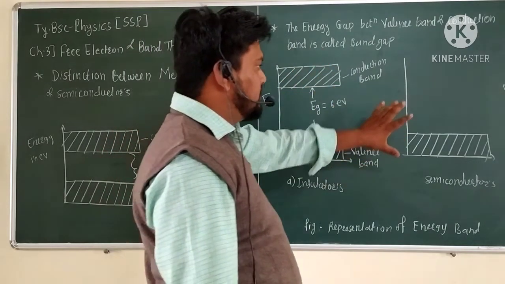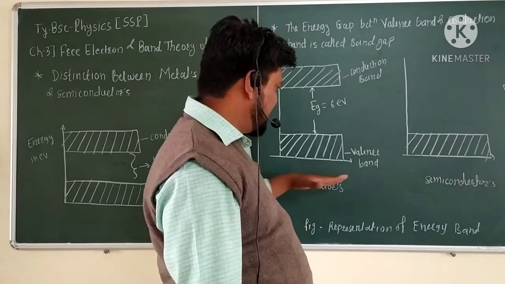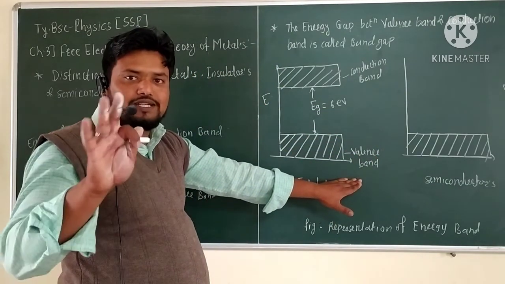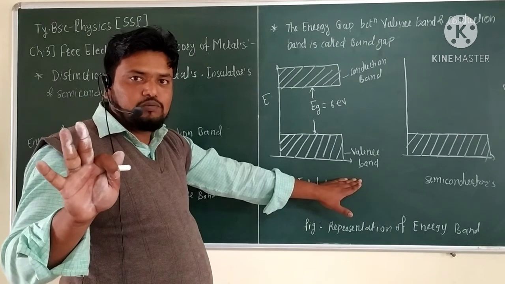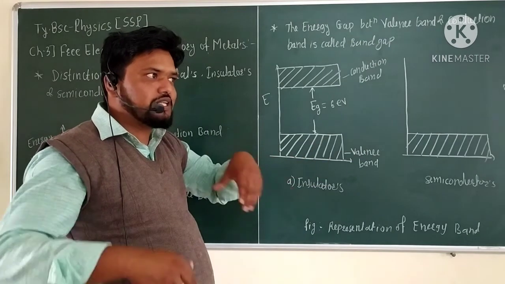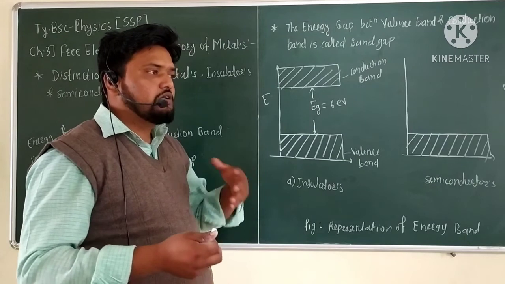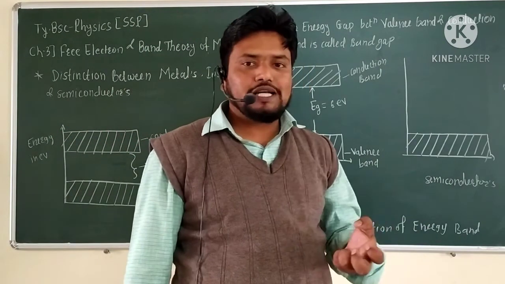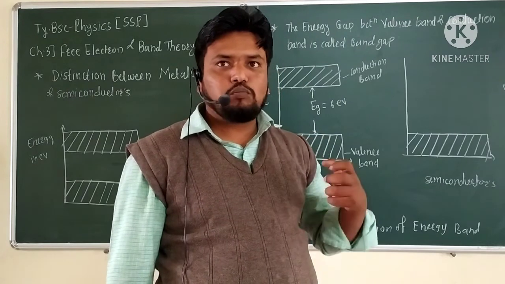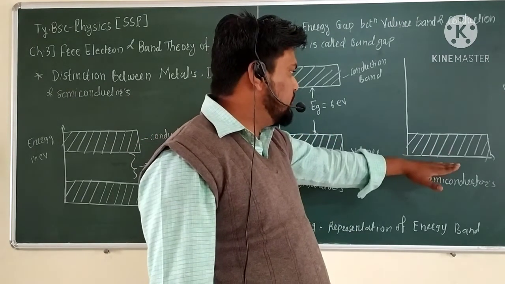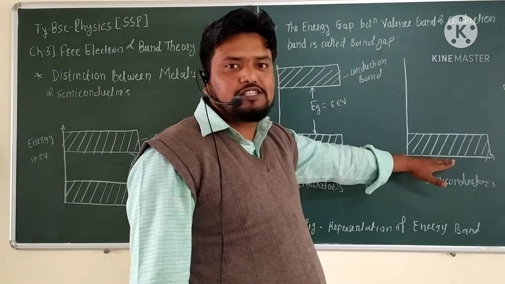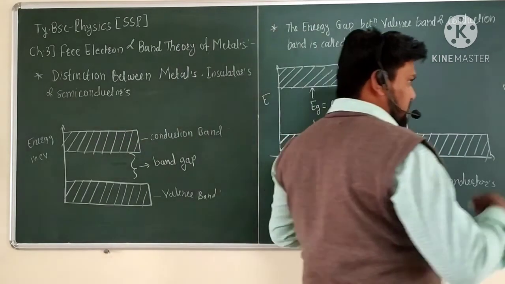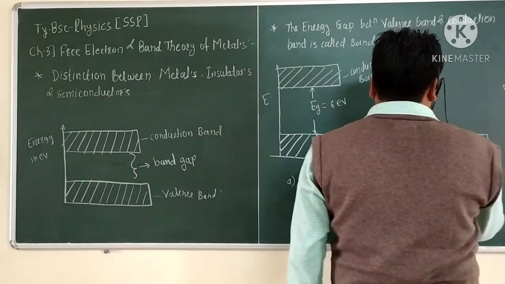For a semiconductor, this representation is ideal at 0 degrees Kelvin. But if the temperature increases, say to room temperature, the electrons gain some energy, and there is a possibility that they jump from the valence band to the conduction band. This is the property of materials like semiconductors.